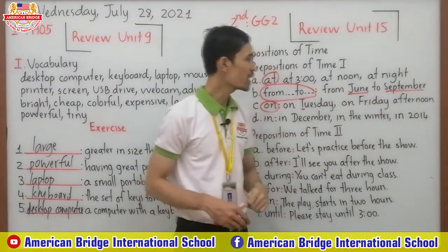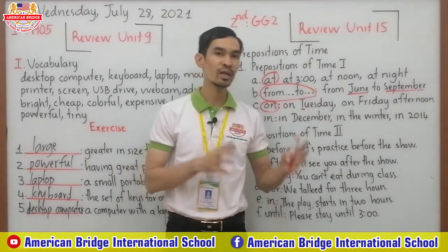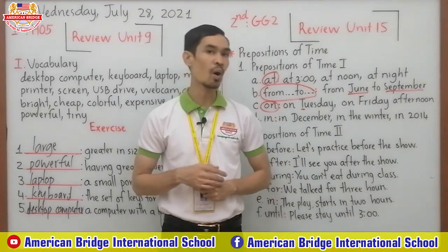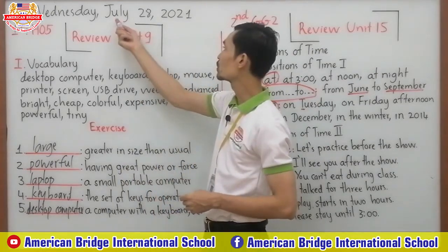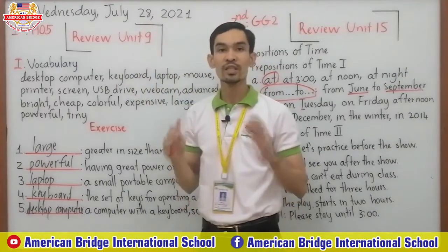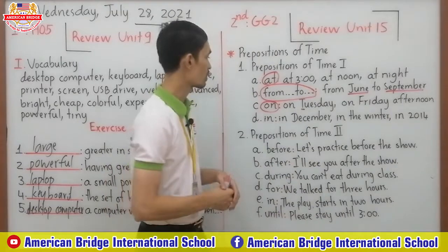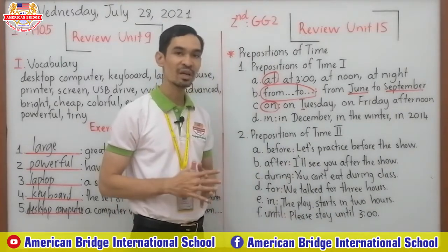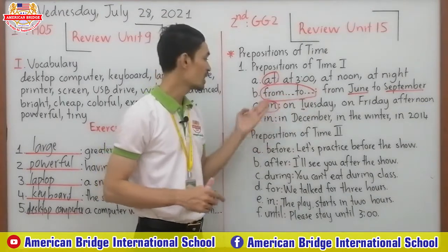Now let's continue to the other one. On Friday afternoon. So on Friday afternoon, Friday evening, Friday morning, we also use the preposition "on", right? And one more, this one: July 28. You say on July 28, you also use "on", okay? So now I hope you can understand the prepositions at, from ... to, and on very well.